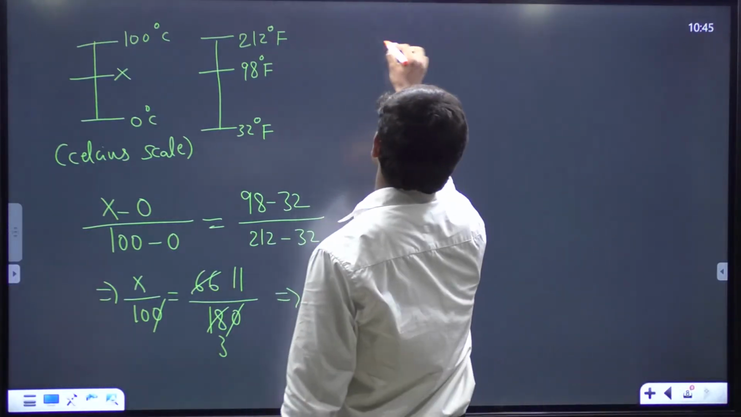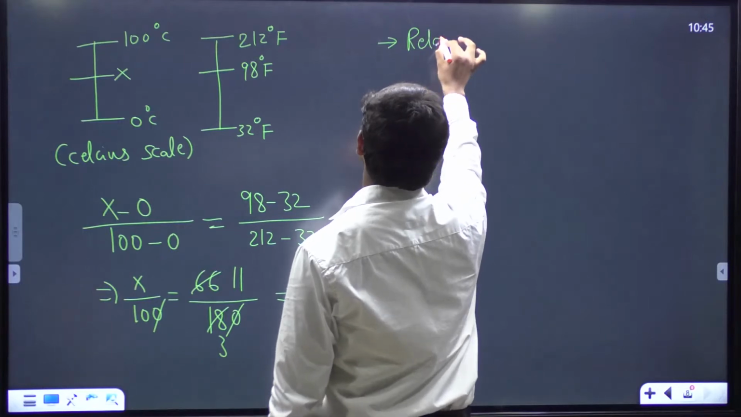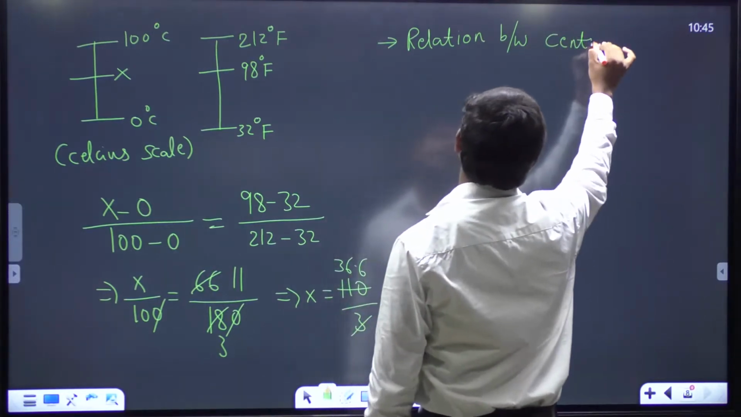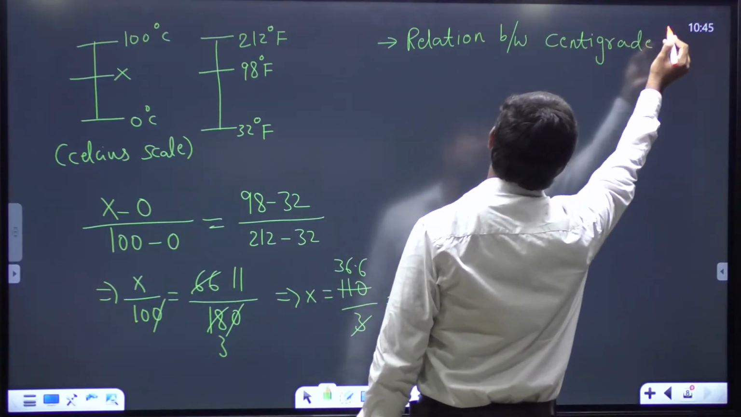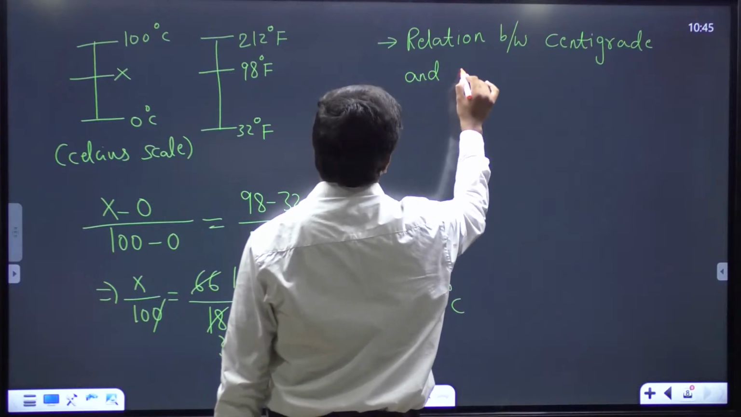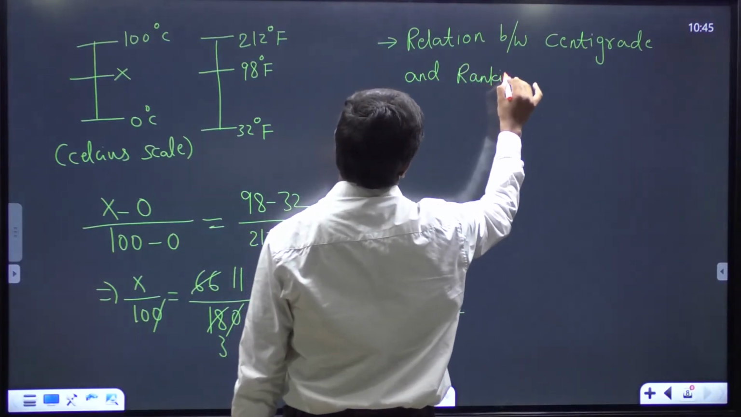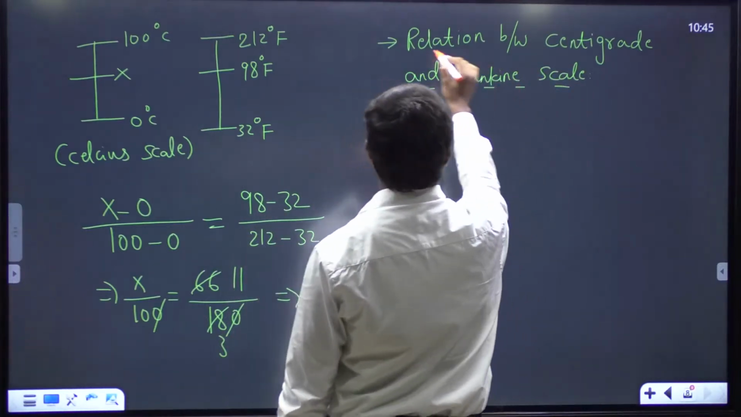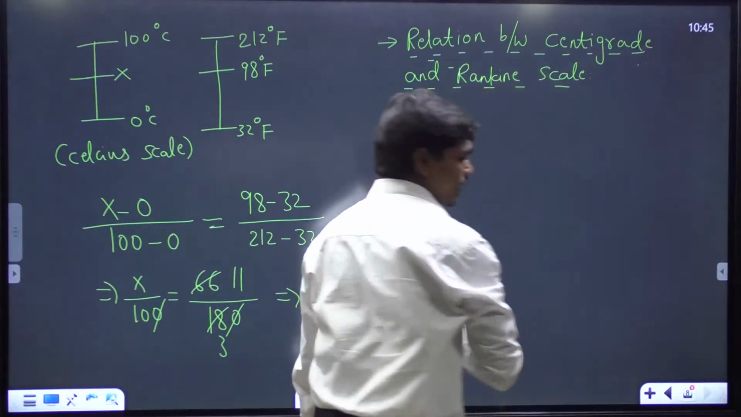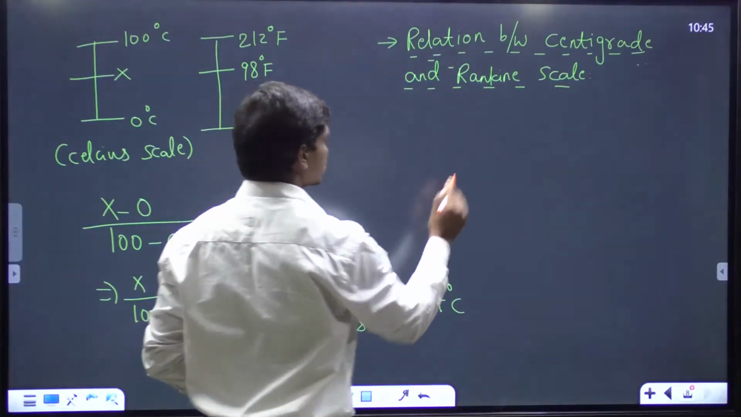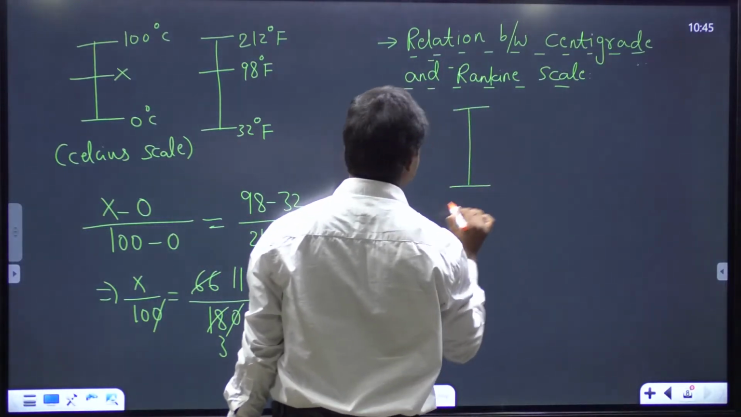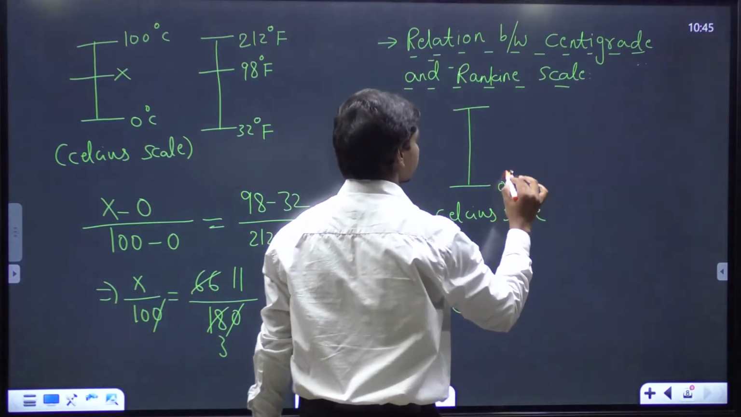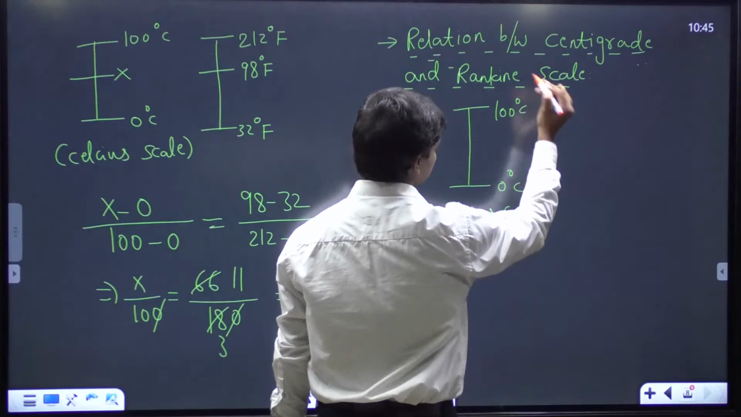Okay, I would like to tell you for your interest. Relation between centigrade and Rankine scale. So see here. Let us suppose your Celsius scale is reading C degrees and your Rankine scale is reading some R. This is the Celsius scale, which has 0 degrees centigrade as the ice point and 100 degrees centigrade as the steam point.